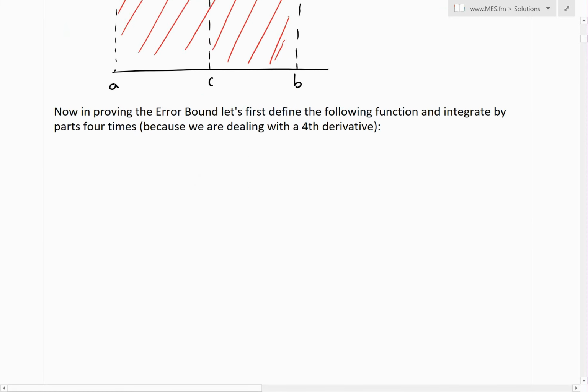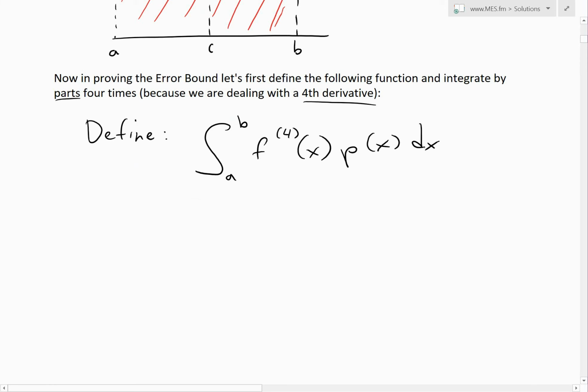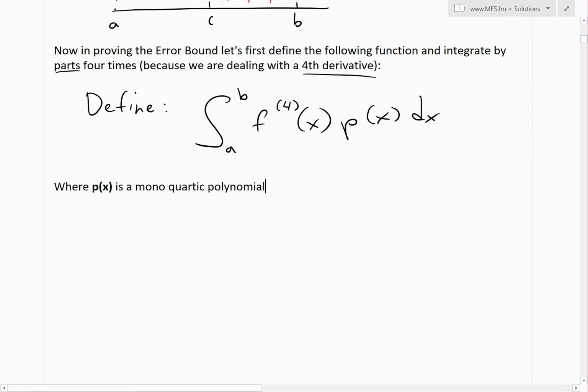Now, this is the part of the proof that's pretty complex, and this is the only proof that I was able to find. So now, basically, in proving the error bound, let's first define the following function and integrate by parts, 4 times, because we are dealing with a 4th derivative. So this is a pretty unique way of solving these kinds of error bound problems. It's kind of like working backwards. So we define the integral from a to b of f, the 4th derivative of x, times p of x dx, where in this case p of x is a monic polynomial, and I'll explain what that is right now.